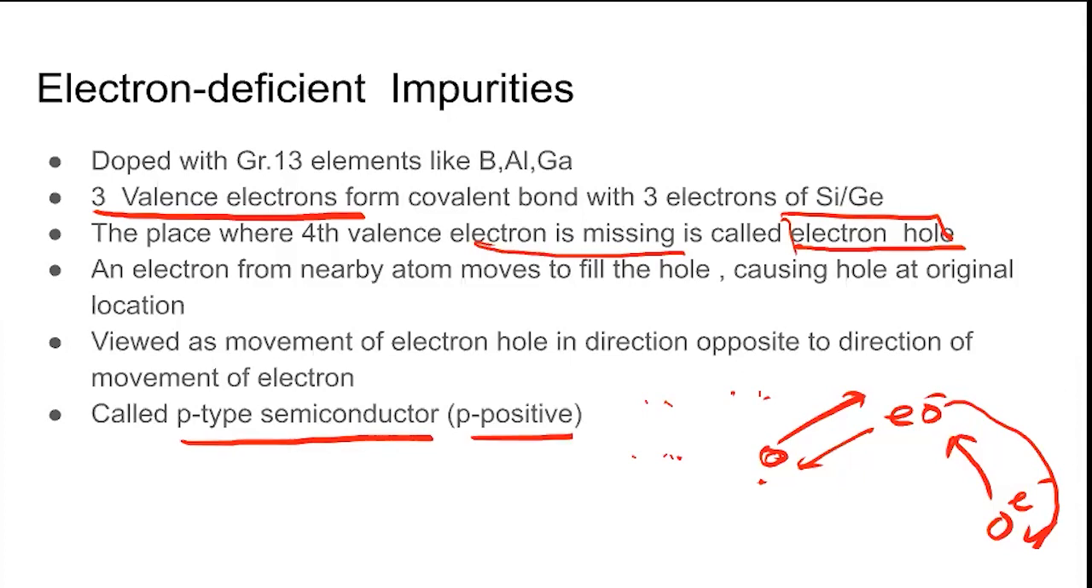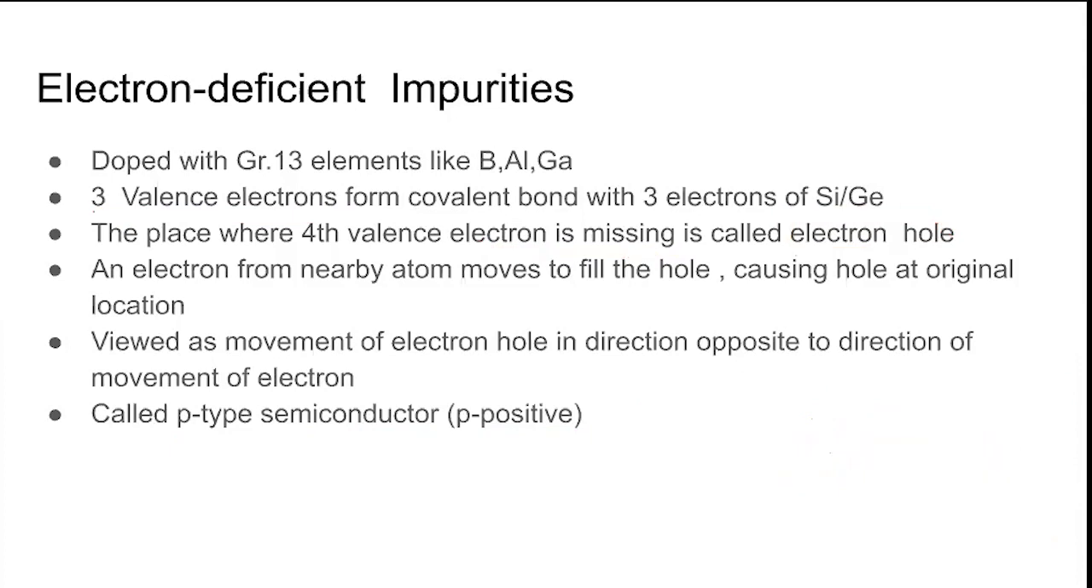They are positive type. Electron is basically negative. This hole is positive, isn't it? So that's why we call it p-type semiconductors. You have to study all these things in detail in your physics. So this is all about your electronic properties.